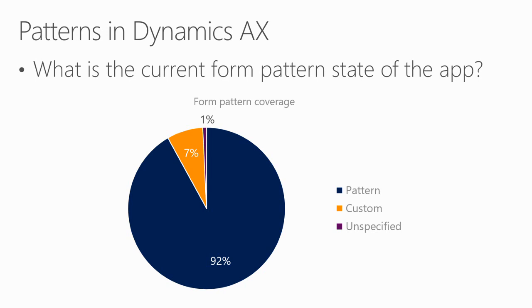I guess I will mention the 1% up there is unspecified. That just means that no attempt has been made to apply a pattern. And most of those are Russian and Indian forms that we haven't shipped yet. So those will be getting patterns once we look at those forms.